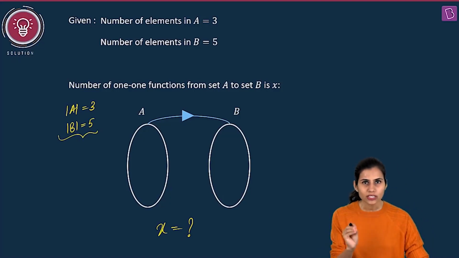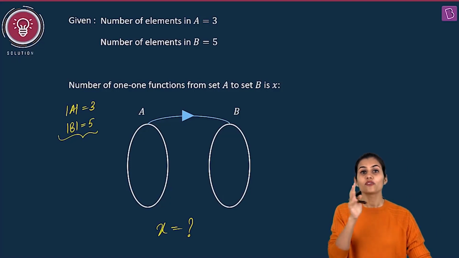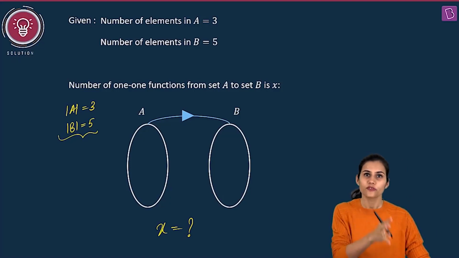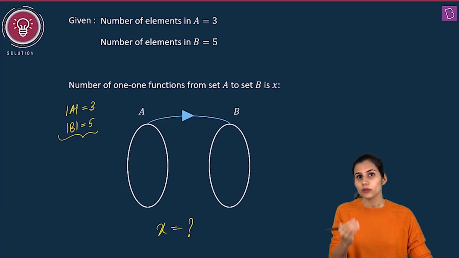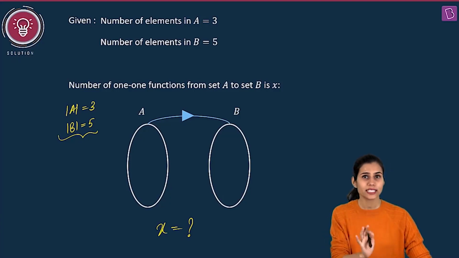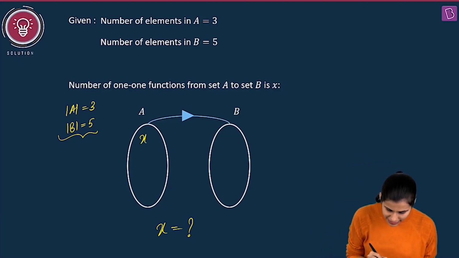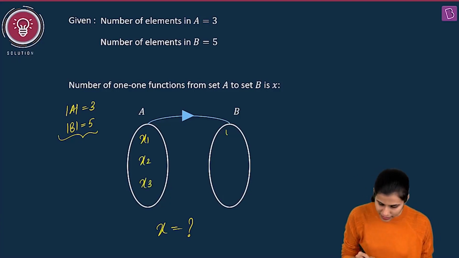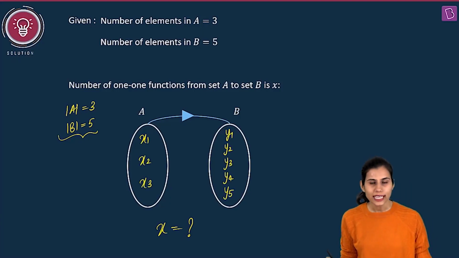Realize that the only concept this question is demanding from you is the definition of a 1-1 or injective function from A to B. A correspondence from A to B is said to be 1-1 when each member of set A has a unique and distinct image in set B. We know this. So A has 3 members, let's call them x1, x2, x3. B has 5 members, let's call them y1, y2, y3, y4 and y5. Yes?